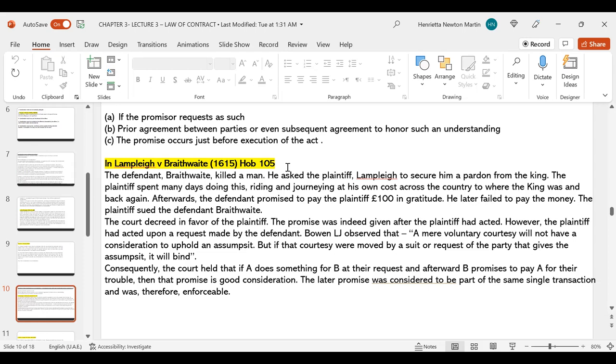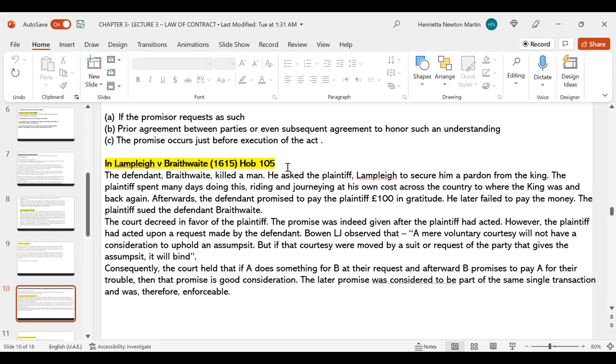Consequently, the court held that if A does something for B at their request, and afterward B promises to pay A for their trouble, then that promise is a good consideration. The latter promise was considered to be part of the same single transaction and was therefore enforceable. Are you understanding me? So here, this is an example of a case that is an exception to the rule of English law that past consideration is no consideration.